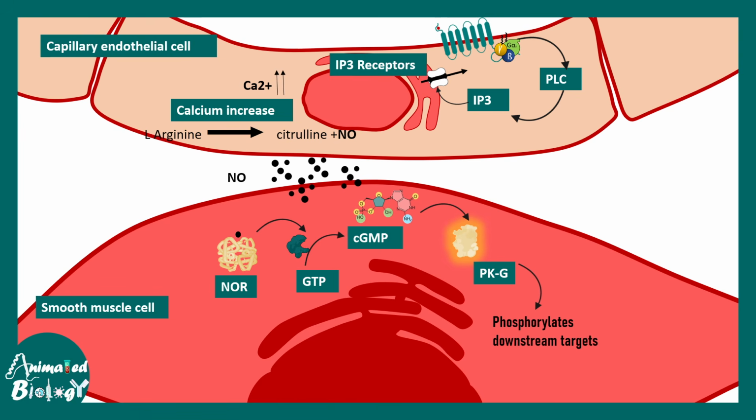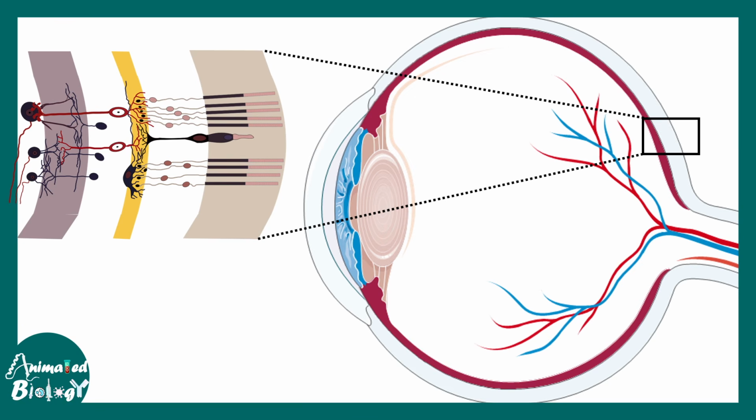So again, one molecule of NO can activate several molecules of cyclic GMP, and that leads to a signal amplification in all these cascades. This is a common theme. One molecule of signaling ligand can generate thousands of molecules of second messengers.